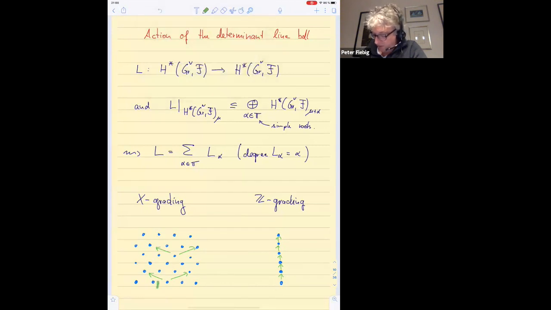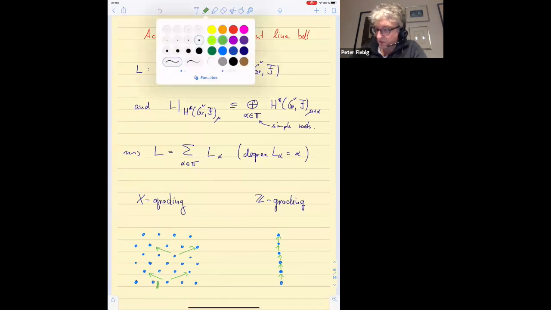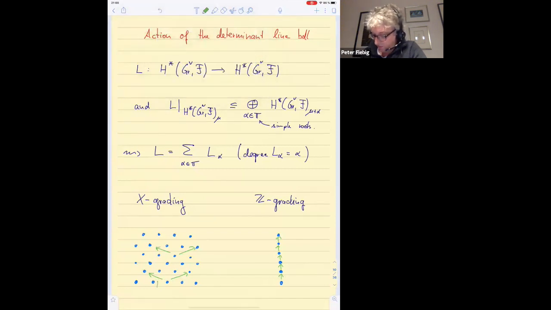So these operators here, this could be the operator L alpha acting on this weight space here, and this is L beta, and you have another component of L beta and L alpha.